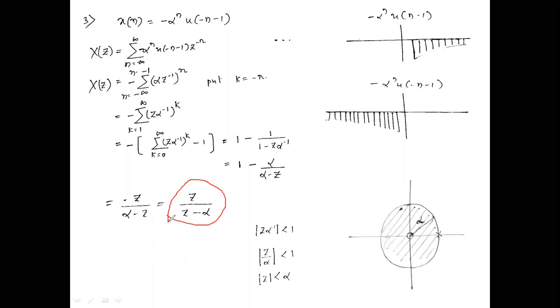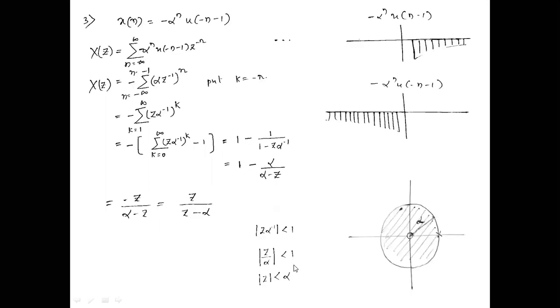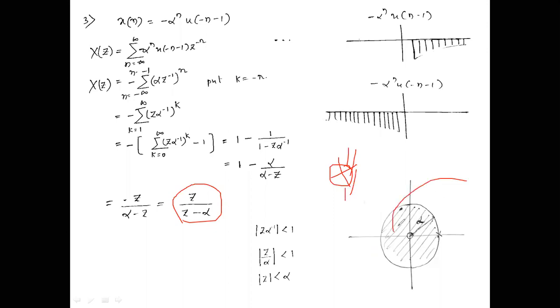Okay, in the previous problem, we saw alpha to the power n into u of n. There also, our Z transform was z divided by z minus alpha. And for this particular problem also, the Z transform is z divided by z minus alpha only. But in the first problem, my ROC was outside a circle. Here you can see the ROC is inside the circle.